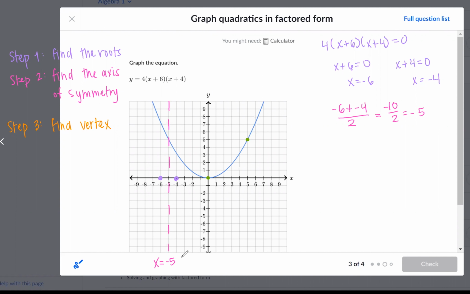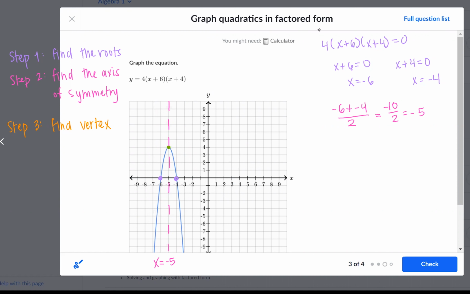And now I need to find the vertex, but I know that the x coordinate of the vertex is -5. Let's move the points. I know this x-intercept needs to be here. And this vertex, I don't know where it needs to be up and down, but I do know it needs to be on this line in order for my two x-intercepts to work out. So the x coordinate of the vertex is definitely -5.